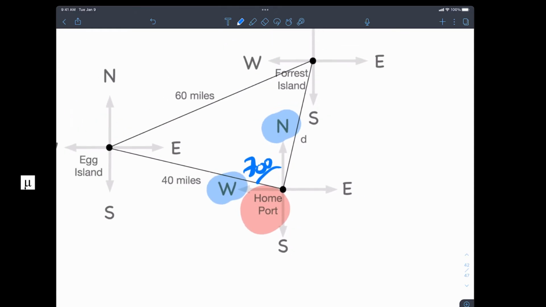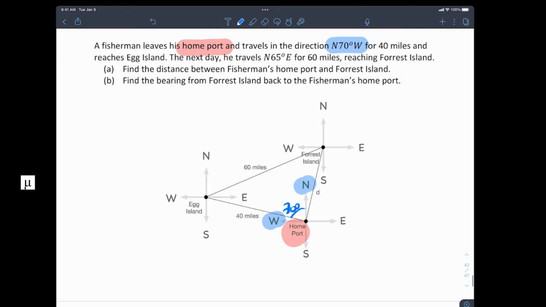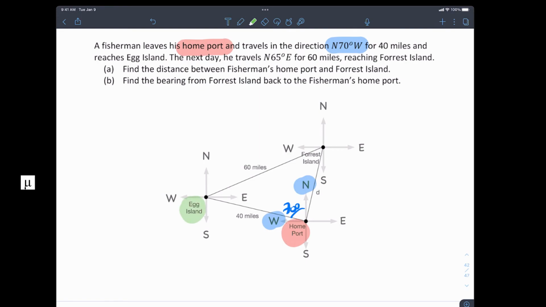And then, okay, so where did the fisherman go? He reached Egg Island. Where's Egg Island at? Right over here. So what should this distance be? What are they saying that distance is? They didn't even tell you to compute it. They gave it to you. They're telling you it's what? 40 miles. So maybe I should just put this here in green and, there you go. That's the first part of the information.